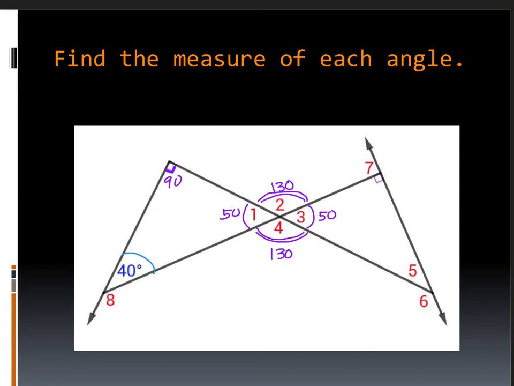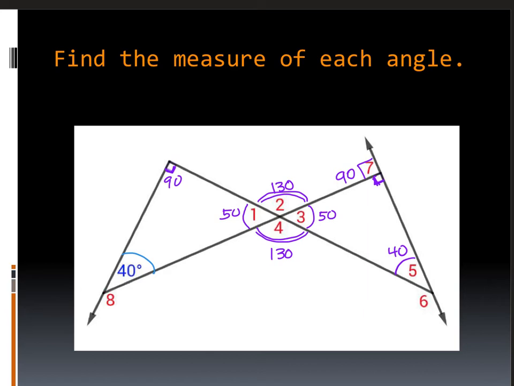If angle 3 is 50, again, we can see that this angle is 90. So that means that angle 5 would have to be 40 so that that triangle would be 180 degrees. If this angle is 90, then that means that angle 7 is also 90 because they form a linear pair.